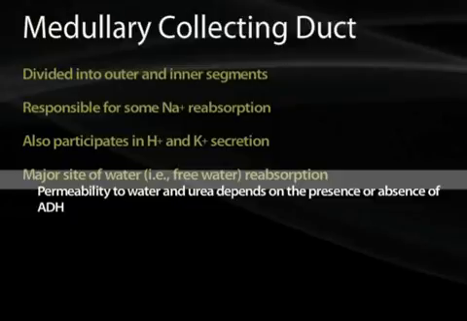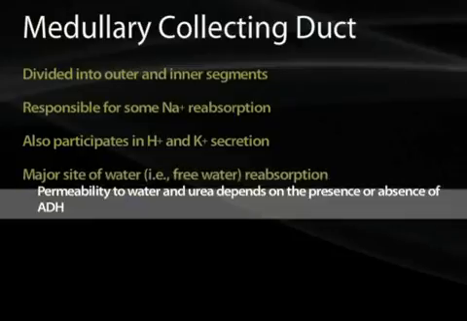Water reabsorption in the collecting duct is hormone dependent and hormone regulated. Specifically, the hormone antidiuretic hormone, or vasopressin, increases the permeability of both urea and water in the collecting duct. In the absence of ADH activity, the collecting duct is impermeable to urea and water. This hormone activity in this segment of the nephron allows for the final fine-tuning of urine to create either a concentrated or dilute urine that leaves the nephron.